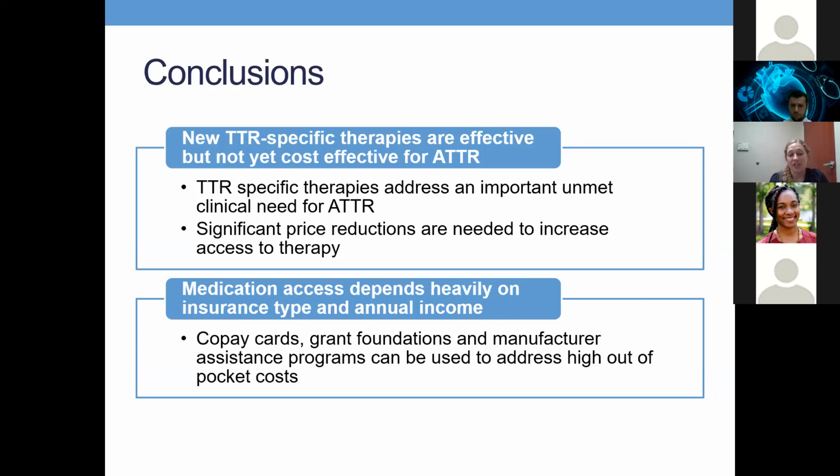Because right now, medication access depends heavily on insurance type and annual income. We can use things like copay cards, grants, and manufacturer's assistance to address these high out-of-pocket costs. But obtaining these is very time intensive, and at the end of the day, not everyone will qualify. However, I do think this added effort is worth it to ensure our patients have access to these therapies.